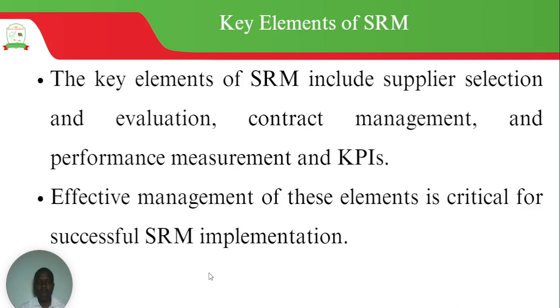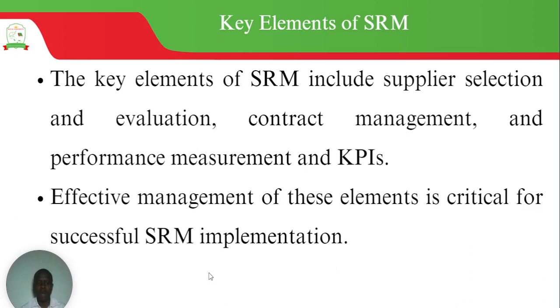In short, supplier relationship management will involve a number of things. Number one is supplier selection. So we choose among many suppliers who we are going to be dealing with. Supplier evaluation. We also have contract management. We make a decision on how we are going to be dealing with the suppliers in terms of the contracts that we sign or they sign with the organization.